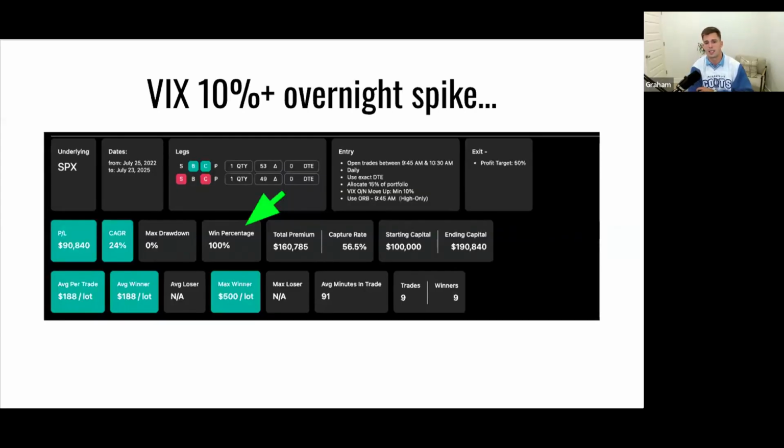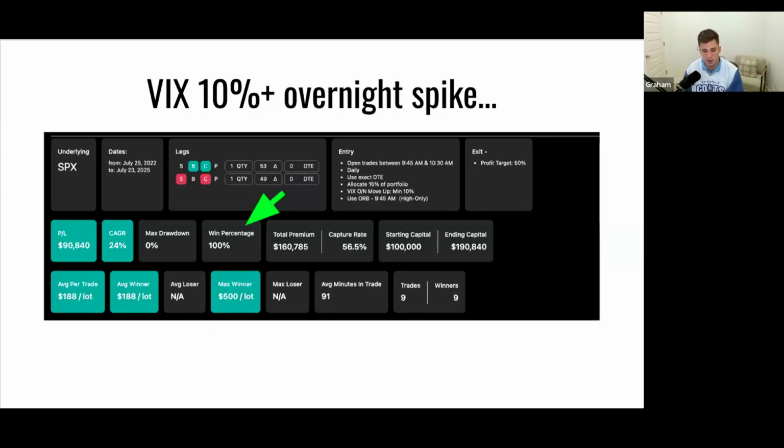So I went ahead and tested this since we had daily options listed on SPX. What happens if you only trade when the VIX does a 10% plus spike overnight? And we need to add one to this list because we just had a winner the other day doing this. But funny enough, when volatility increases, our trade only gets better. So if VIX 10% plus overnight spike, it only happened 10 times over the last few years, but it won every single time, which is pretty cool to see.